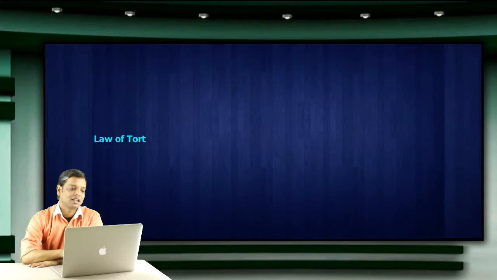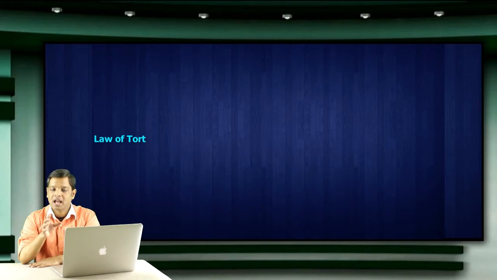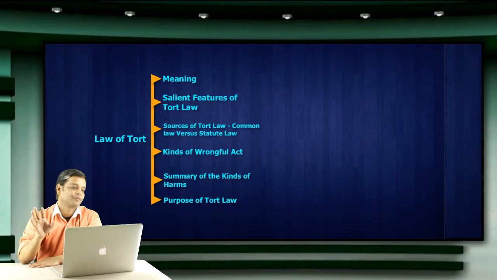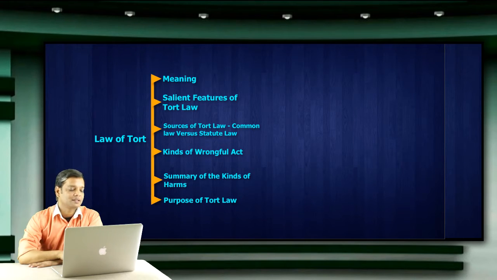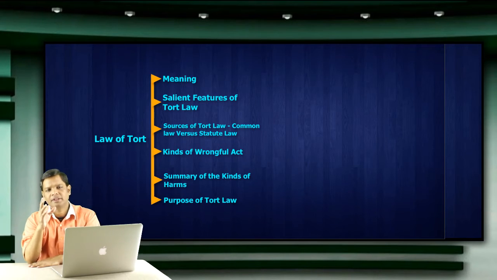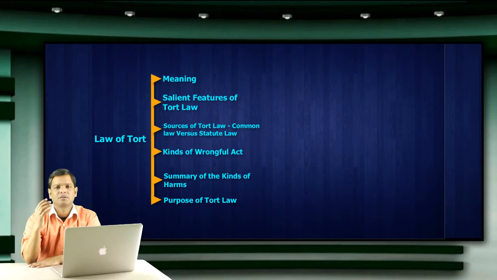We had discussed the first meaning and concept of tort law. That is basically civil wrong. Second one we have discussed, that is sources of tort law. How it evolved, means the concept of tort, how it evolved, from where it has been taken. We have discussed the source of tort law in respect of common law versus statute law.